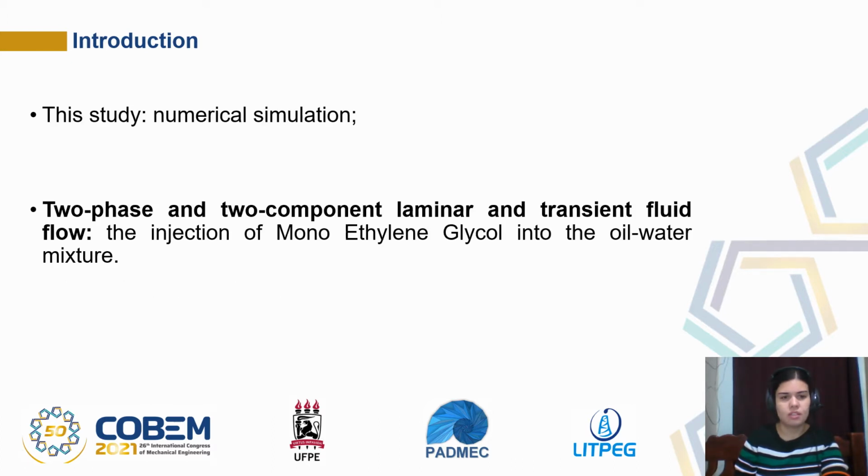In this study, ANSYS Fluent is used to perform the three-dimensional numerical simulation of the two-phase, two-component laminar and transient fluid flow from the injection of monoethylene glycol, used as a scale inhibitor solvent, into the oil-water mixture in a vertical pipeline, as a methodology and initial prediction of the mass fraction of this substance in the flow.